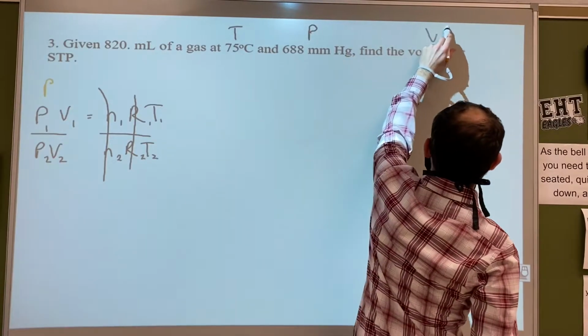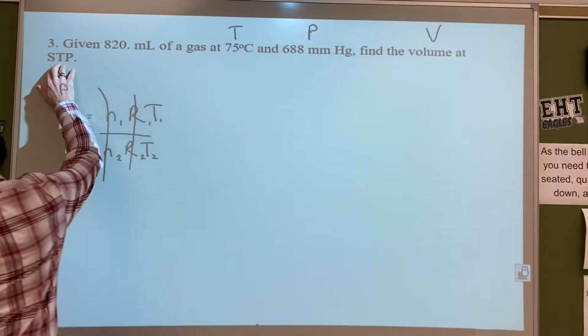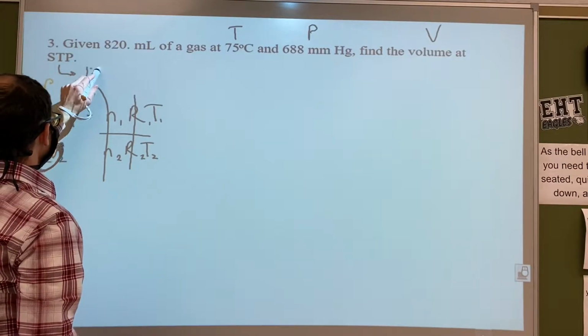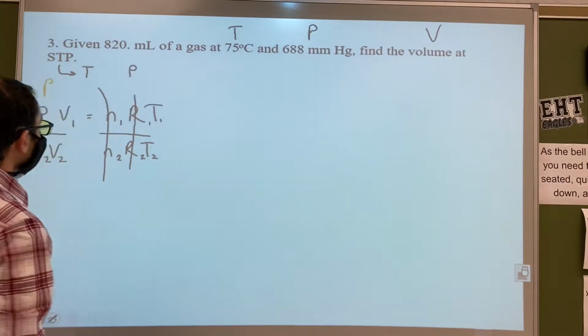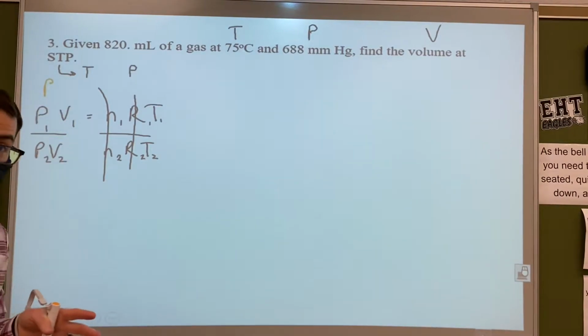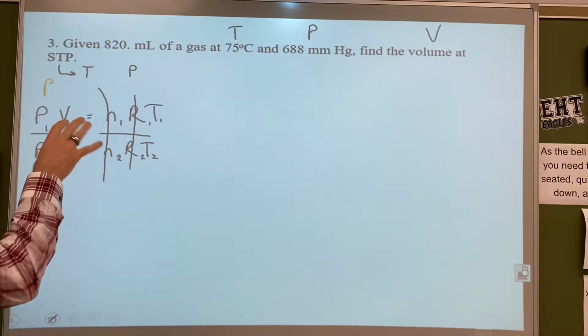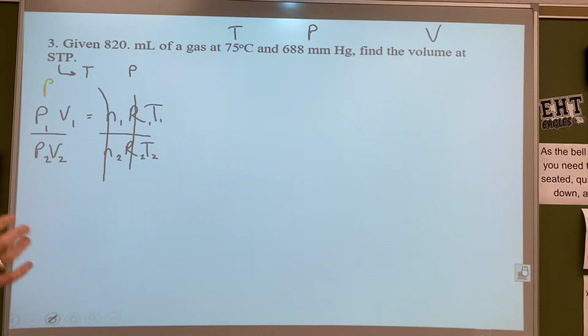It says find the volume, and it says at STP, right? So this is another temperature and pressure. So that's the equation we're going to use, all right? And we need some numbers for this. And we need to talk about if we need to convert things and what we need to convert.